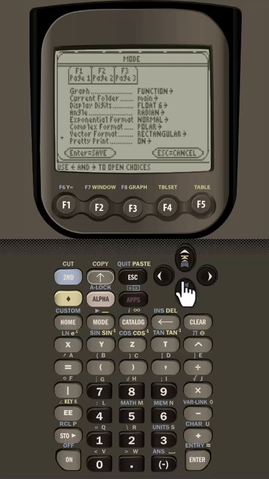But regardless of whether you do polar, for circuits 2, you're most likely going to want to have degrees here. And here's why. Let me show you. You always have to press enter to save your settings.